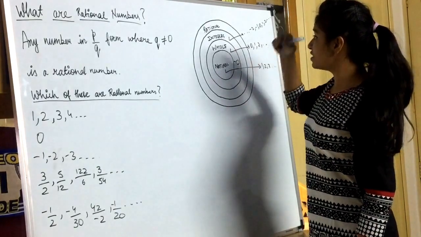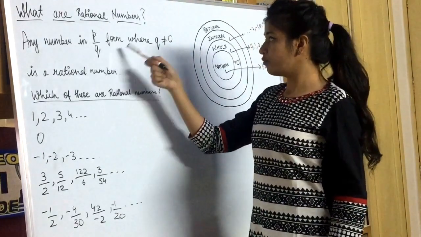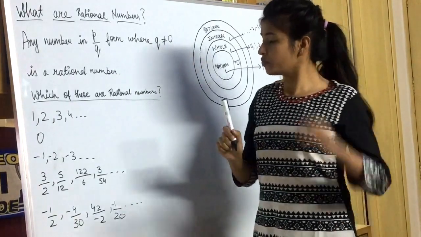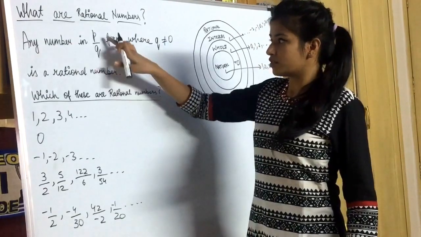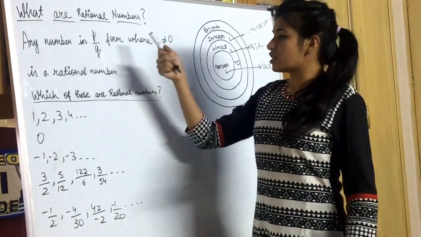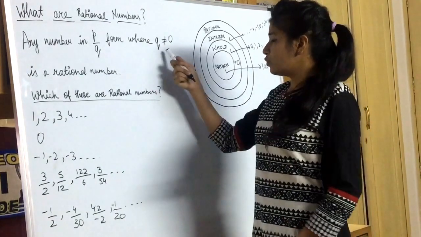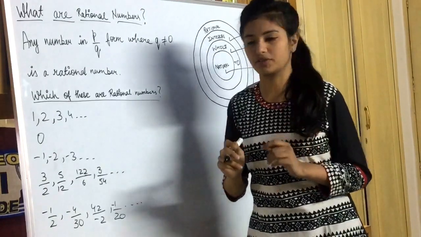Now we are going to learn what rational numbers are. Any number in p by q form where q is not equal to 0. We have learned that q cannot be 0 because when q is 0, the fraction becomes undefined. Any number which can be written in p by q form where q is not equal to 0 is a rational number. Very easy and simple definition.